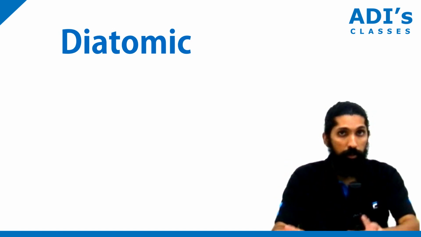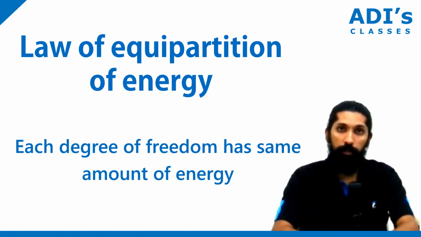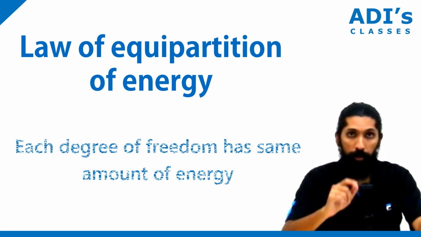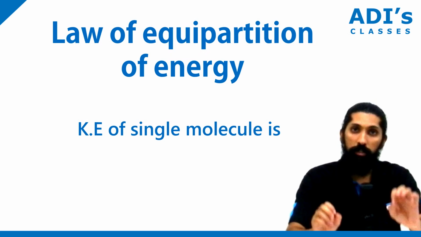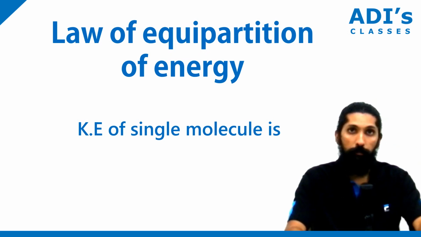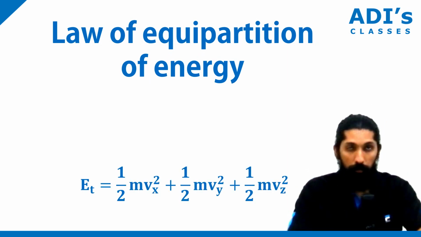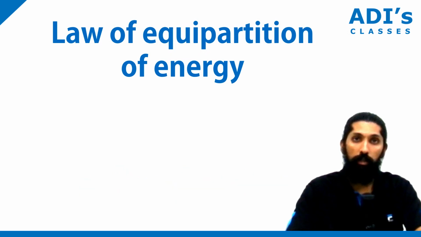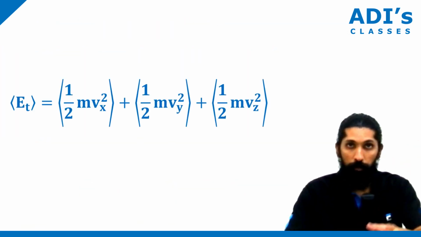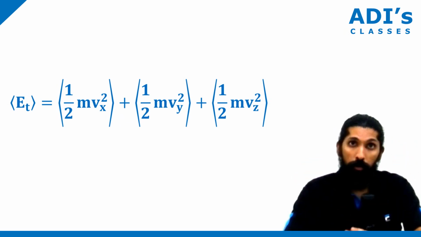Now, this law of equipartition of energy tells us that each degree of freedom has the same amount of energy. Now, you need to prove it. What we'll do is take the kinetic energy of a single molecule. One molecule has just translational energy. So we'll take Et equal to half mvx square plus half mvy square plus half mvz square. For thermal equilibrium, the average translational energy is Et equal to half mvx square plus half mvy square plus half mvz square, but with the bracket, because this is the average we are looking at.